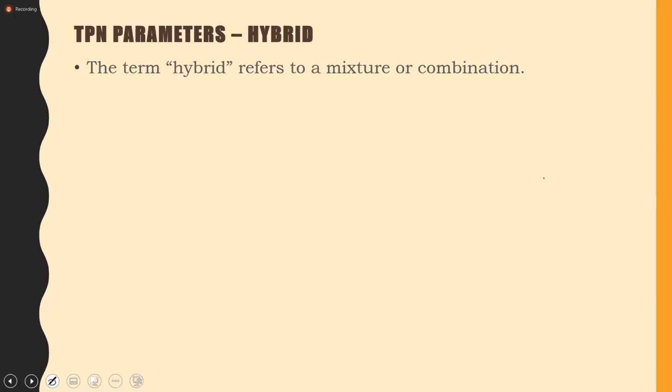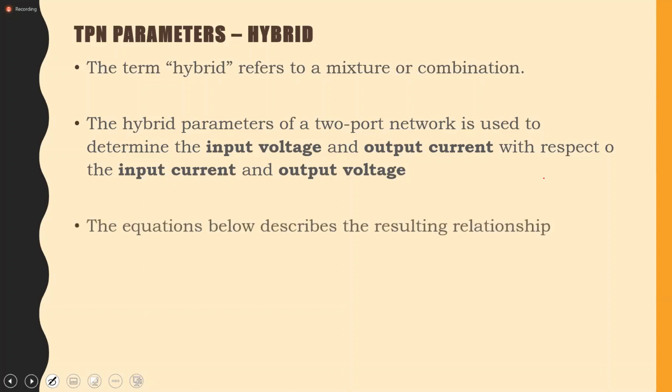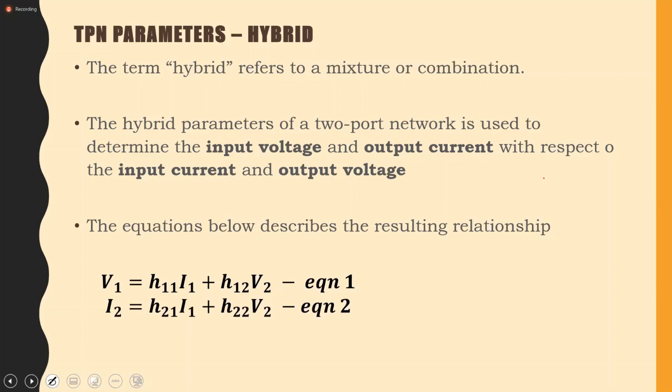For hybrid, we're going to be looking at a mixture of the input voltage and output current in terms of the input current and the output voltage. So that's where the mixture comes in. We are looking for a mixture of both input and output. That's a mixture. And secondly, we're looking at voltage and current. Again, another mixture. All right. So that's the hybrid parameters. The equations for these hybrid parameters are therefore shown.